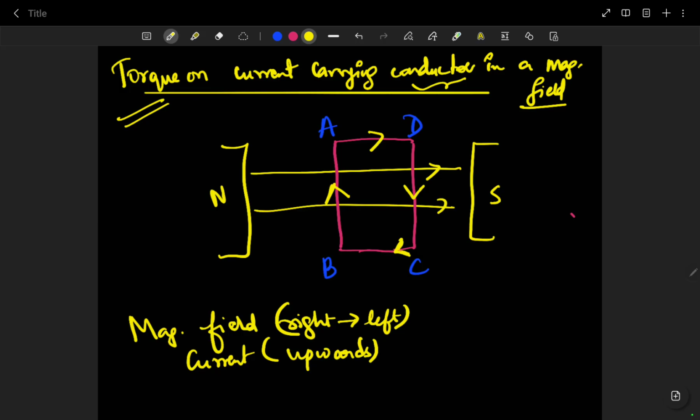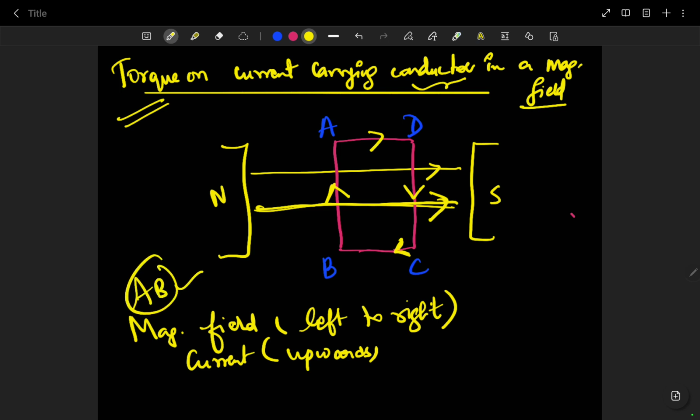So as I have considered the magnetic field which is going from right to left, sorry, left to right, as you can see, and then current on the AB phase, if I'm considering the AB side of the coil, it is going upwards, correct? So this is the direction of magnetic field, this is the direction of current. So which length are we considering of the coil? We're considering AB length of the coil, right?